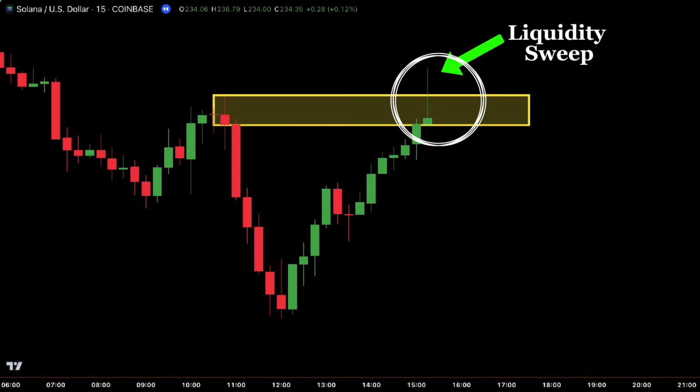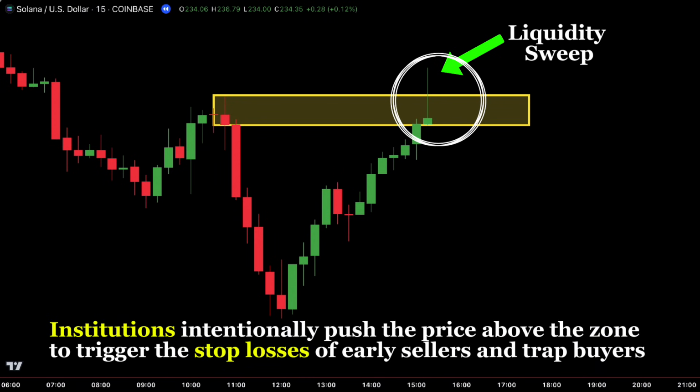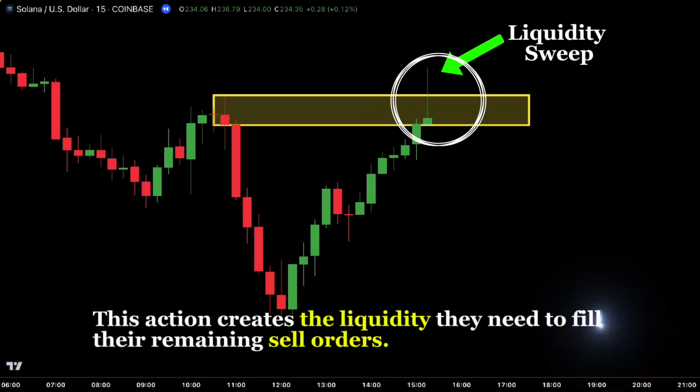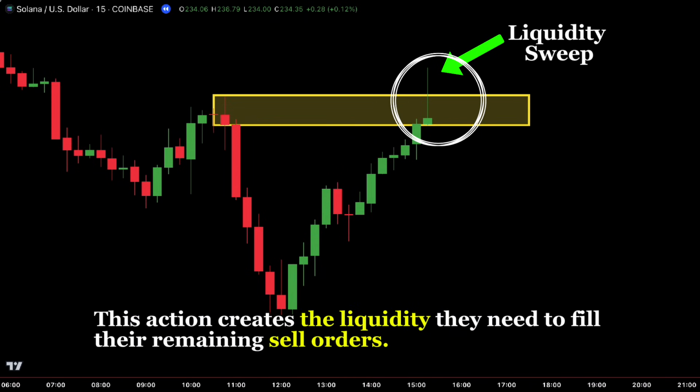As the price retraces into the supply zone, something critical happens. It briefly breaks above the zone before closing back inside the zone. This is what we call the liquidity sweep, and it's a vital signal for the trade. Institutions intentionally push the price above the zone to trigger the stop losses of early sellers and trap buyers who think the market is breaking out upwards. This action creates the liquidity they need to fill their remaining sell orders.